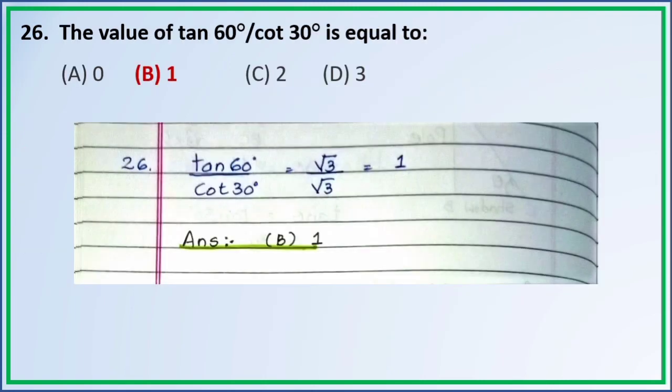Now moving to question number 26. The value of tan 60 degrees divided by cot 30 degrees is equal to? Students, learn the standard trigonometric angle values. Tan 60 degrees is root 3, cot 30 degrees is root 3. Substituting, root 3 and root 3 cancel out, and we get 1. Therefore, the correct answer is option B, 1.